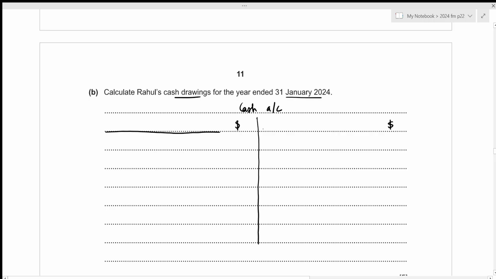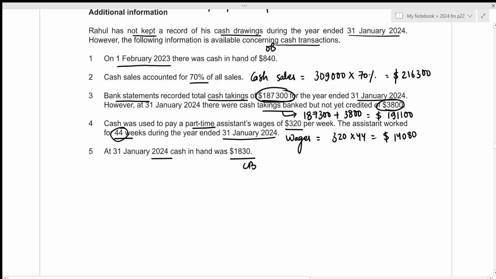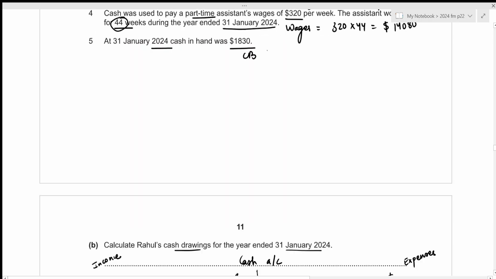And in this case, for our cash account, it is similar to our receipts and payments account or the bank account. It means that on our debit side, we will include all of our income or the receipts, whereas on our credit side, we will include all of our expenses. And we start with the opening balance on the debit side. The opening balance was of 840.